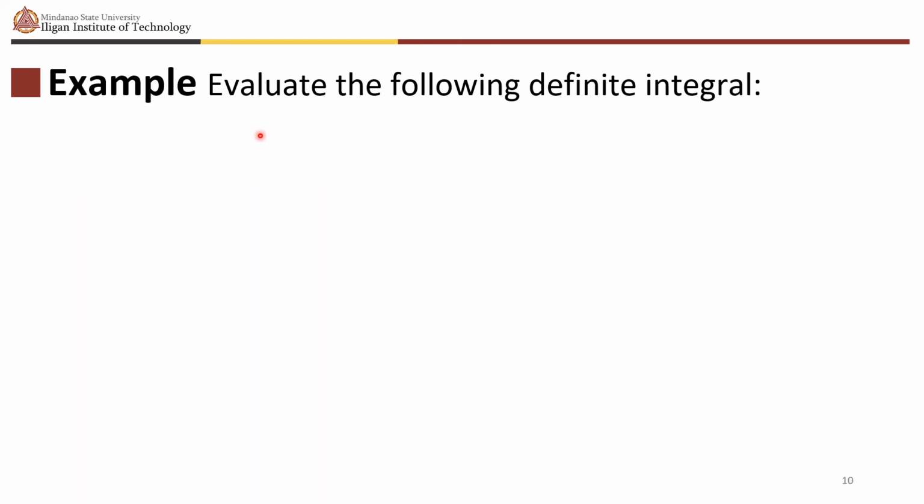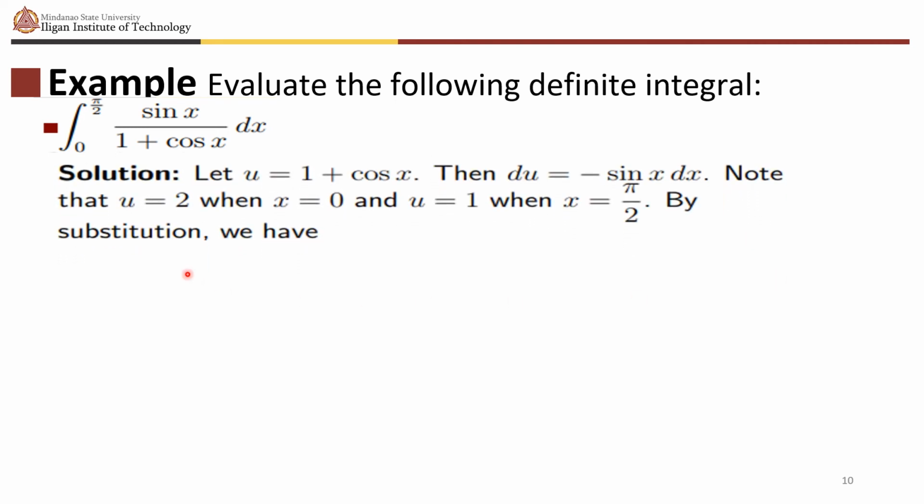Now for our last example, we are to evaluate the following definite integral. That is the integral of sine x over 1 plus cosine x dx evaluated from 0 to pi over 2. For the solution, we let u be equal to 1 plus cosine x. Then, we can take the derivative of u. Derivative of 1 is 0. Derivative of cosine is negative sine x dx.